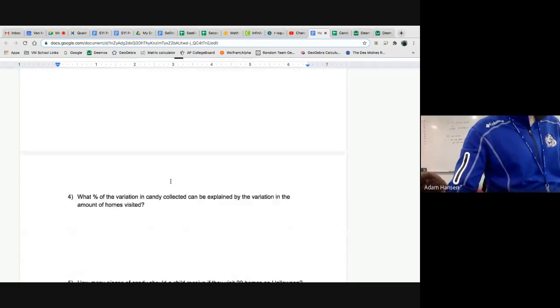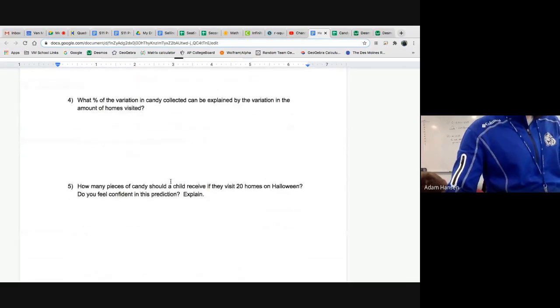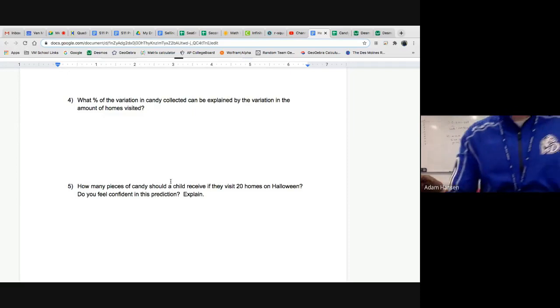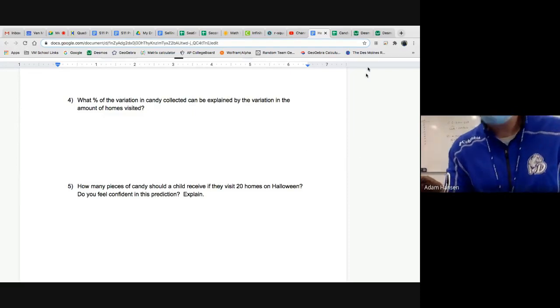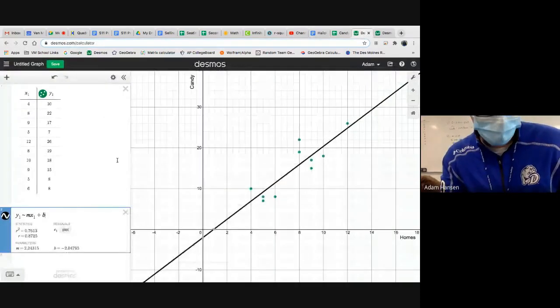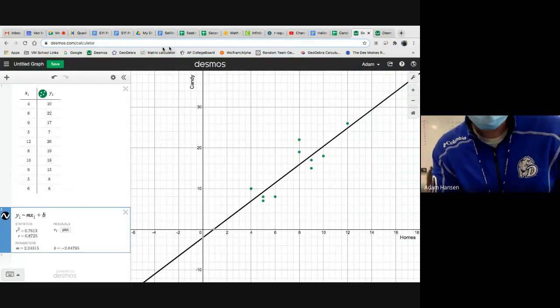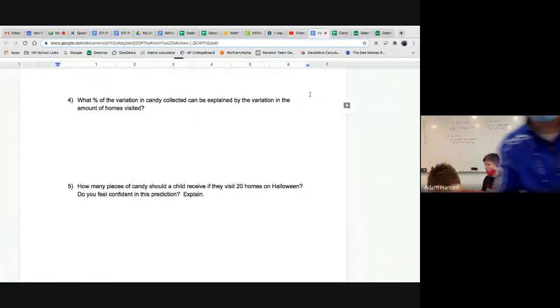Number 4. What percent of the variation in candy is explained by the variation in the amount of homes visited? This is just asking you to give the R-squared coefficient of determination, which tells us how good our line fits the data. Based off of Desmos, that was 76.13%.